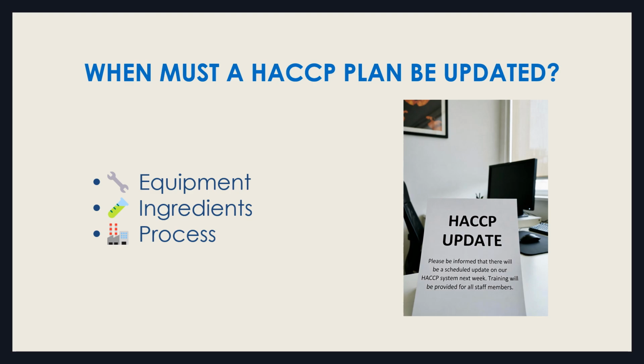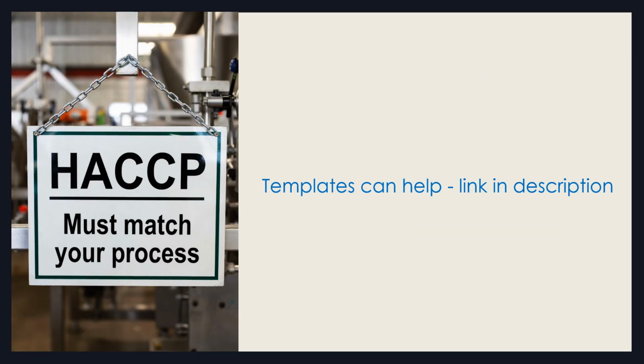Best practice is to formally review the HACCP plan at least annually, and immediately whenever significant changes occur. This ensures the plan continues to reflect the actual process and remains effective. A HACCP plan is not just a regulatory requirement. It is a reflection of how your process actually works. When built correctly, it helps prevent food safety incidents and supports compliance.